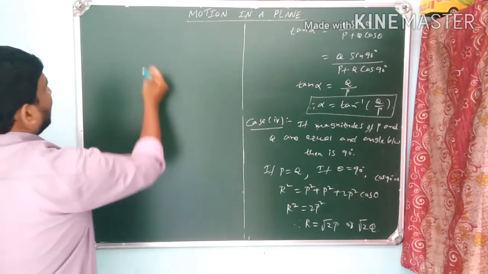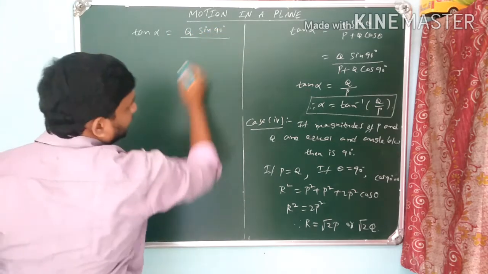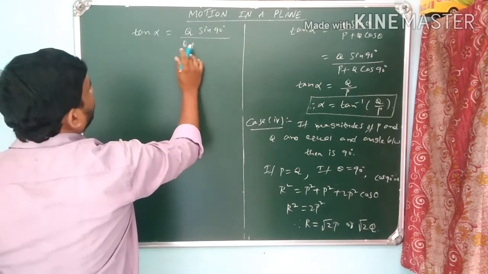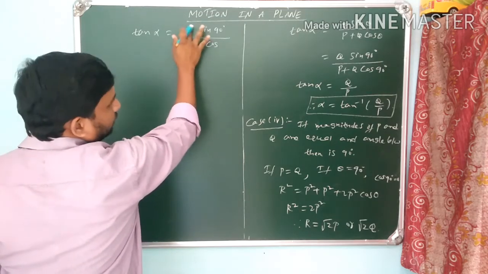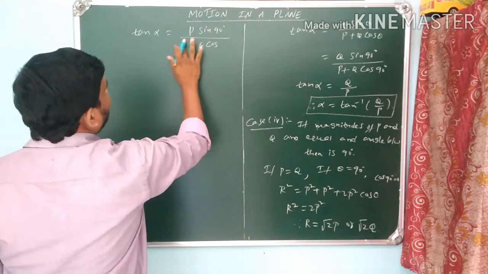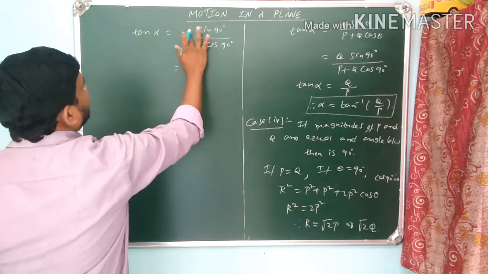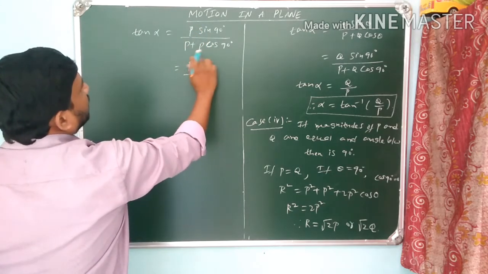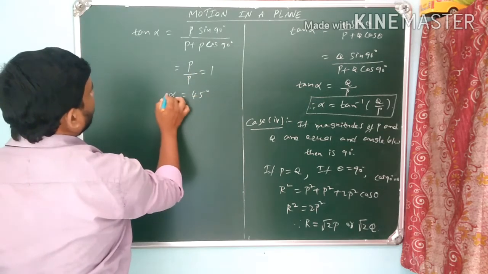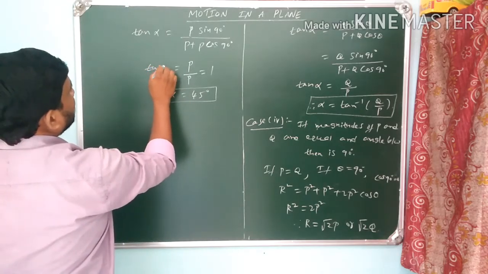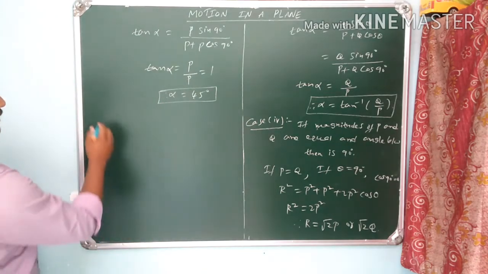And now tan alpha we are writing. Tan alpha is Q sin 90 by P plus Q cos 90 degrees. In place of Q we are writing P, so P sin 90 by P plus P cos 90 degrees. That implies sin 90 degrees is 1, P by P cos 90. Cos 90 is 0, so we are getting P by P, which means 1. Therefore tan alpha is equal to 1. For 1 it becomes tan 45 degrees. Therefore alpha equal to 45 degrees we are writing.